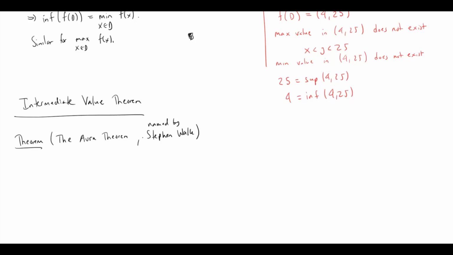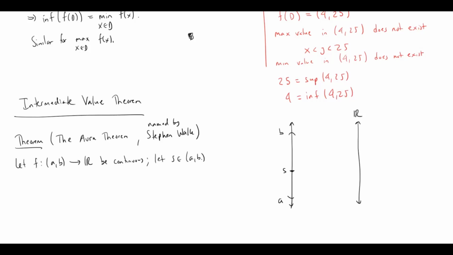And so let me draw a picture so you can see why this is maybe called the aura theorem. We're going to have some function f, and in this case we're just going to take some open interval (a, b). Let f go from (a, b) to the real numbers, be continuous. Okay, there's our real number line. So we have a continuous function, and then I choose some point in between a and b. Let s be in between a and b. I apply f to s, and I get f of s.